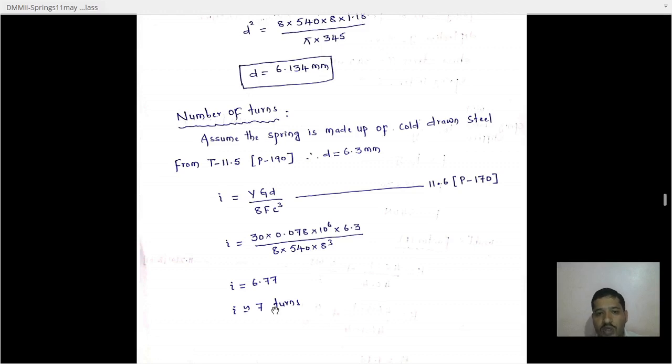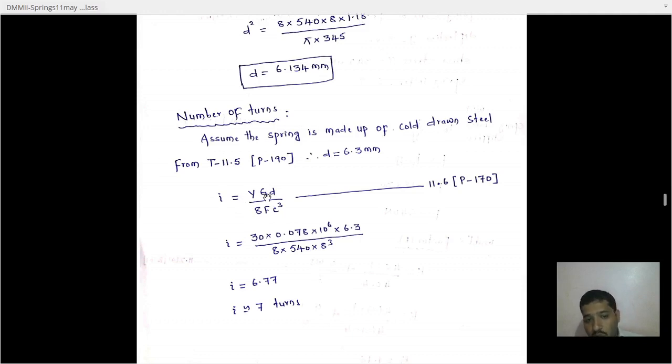For that, first of all, we need to assume the spring is made of cold drawn steel. Refer to table number 11.5, page number 190. In this case, you will get the value d equal to 6.3 mm. Here i is the number of turns equal to y is the deflection, G is the modulus of rigidity of the material, and D is the diameter of the coil, divided by 8 into force into spring index.